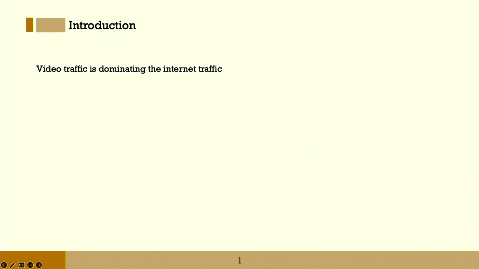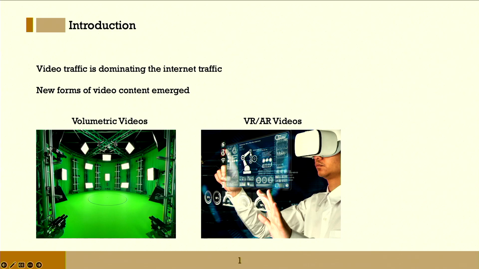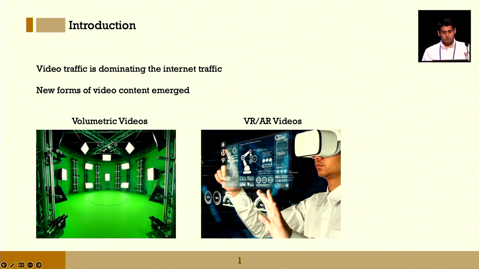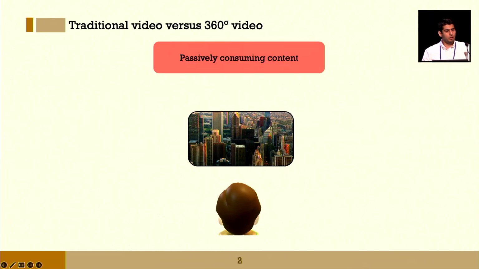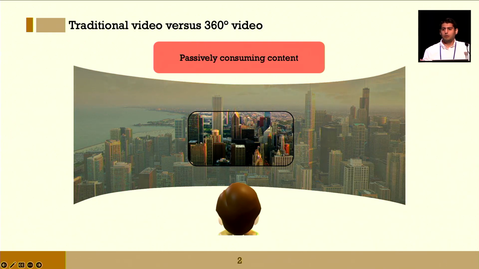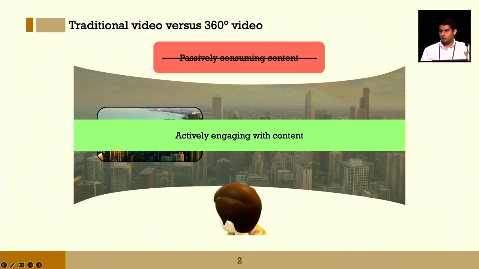Today, video has a dominant share of internet traffic. And it's no surprise that this success in video has led to the advent of new forms of video, such as volumetric videos, AR, VR videos, and in the case of our talk today, 360 videos. Now, 360 is a bit different than the traditional form of video, which is the most popular form we have today, in the sense that users would passively consume the content of traditional video, while 360 has expanded the region of view to capture the full surrounding of the camera capture, allowing the user to explore different directions of their own choice and be more actively engaging with the content.